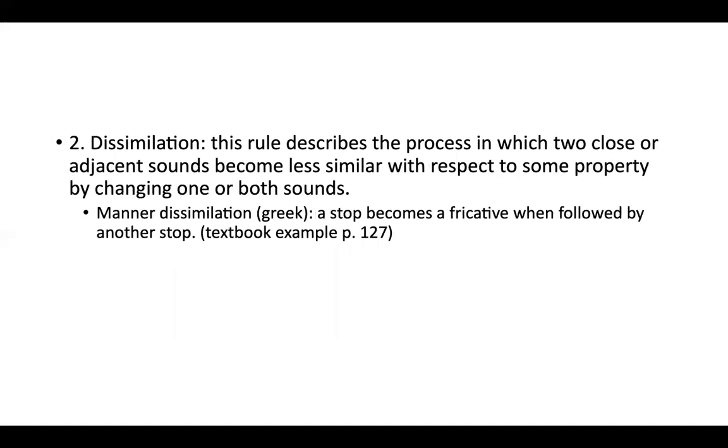A second phonological rule is called dissimilation. This rule describes the process in which two close or adjacent sounds become less similar with respect to some property by changing one or both sounds. We don't have an example of this in English, but our textbook does provide examples of dissimilation in terms of manner dissimilation in the language of Greek. And you can look at that example on page 127 of our textbook.